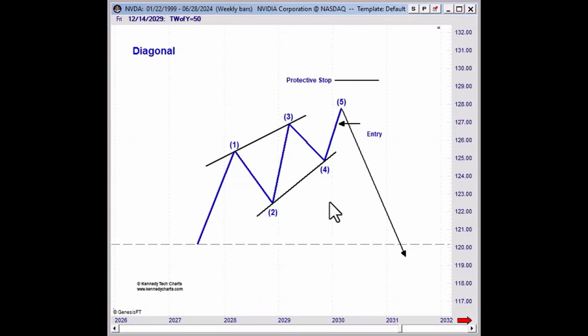So this is a very aggressive trading style, because you're getting into the market before a top has actually been made. But it is a viable technique, and again, it's a very aggressive form. You're scaling in prior to the completion of the pattern, but you have identified your protective stop, and that would be the point where wave 5 becomes longer than wave 3.